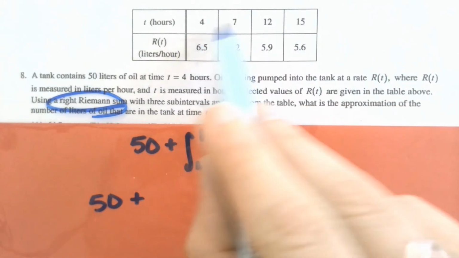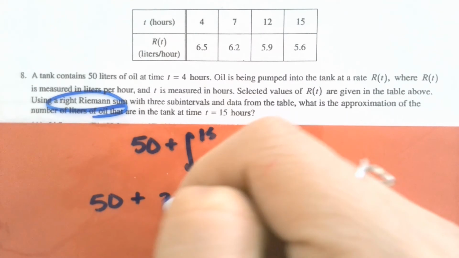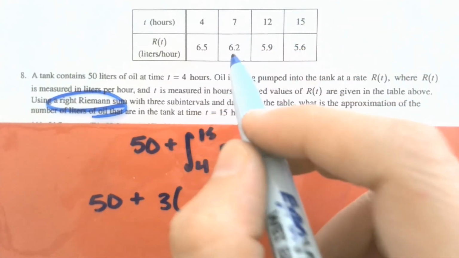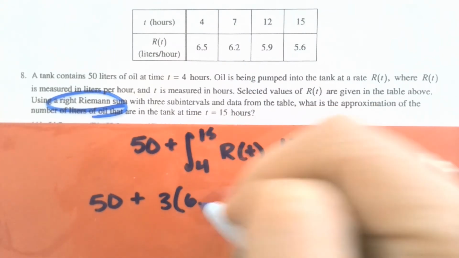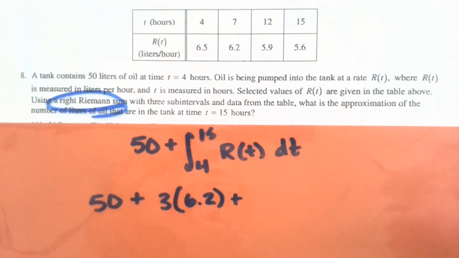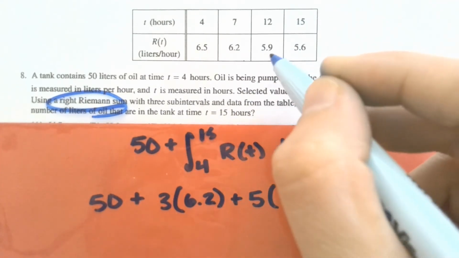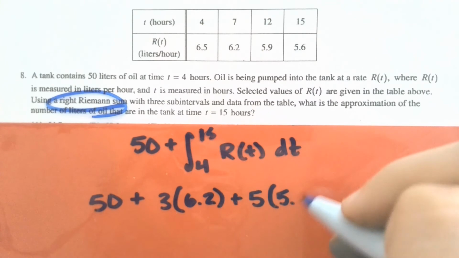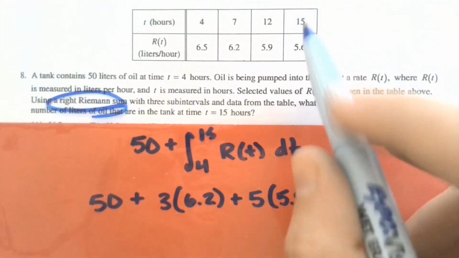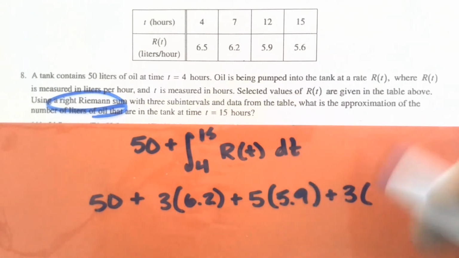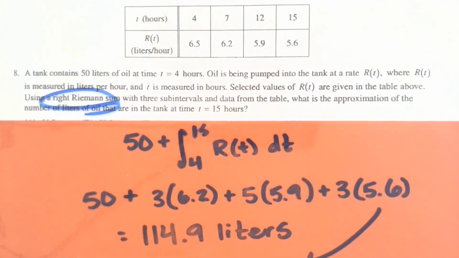So in between 4 and 7, the width of that rectangle is 3, so just the difference between 4 and 7. And then we want to use the value on the right. So the y value on the right is 6.2. In between 7 and 12, there's a width of 5, and then the value on the right is 5.9. And then our last one, in between 12 and 15, is a width of 3, and then the value on the right is 5.6. So you should get 114.9 liters.